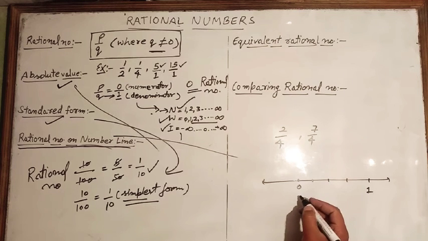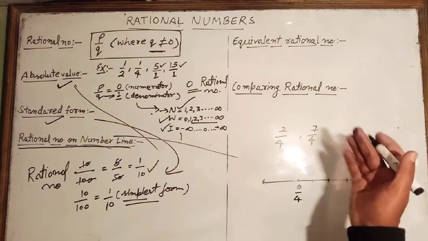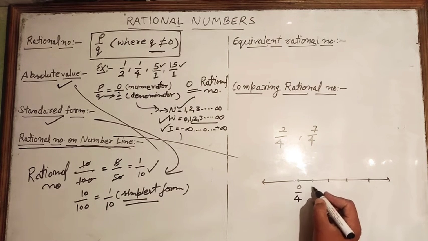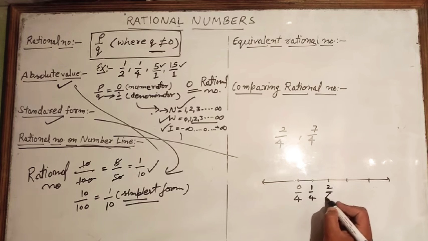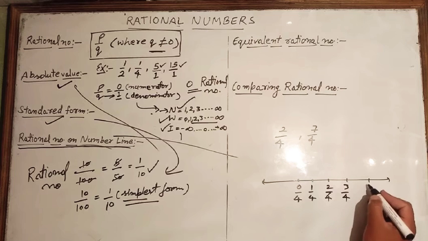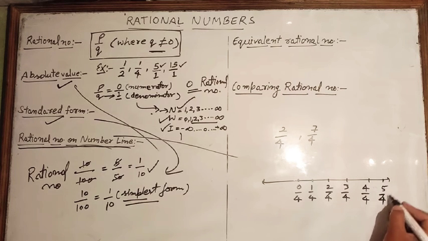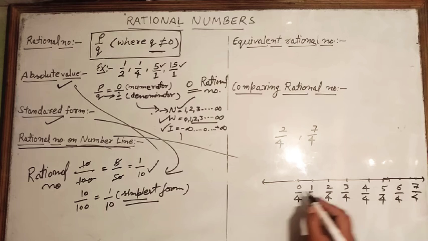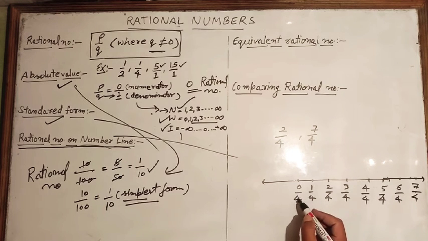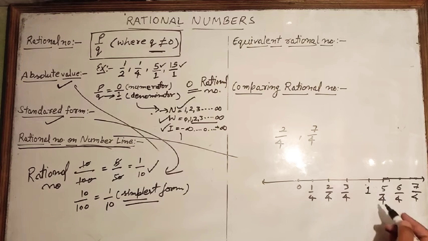So it will be 0 upon 4, then in the same way as we have done, 1 upon 4, 2 upon 4, 3 upon 4. 4 upon 4 will be equal to 1, then 5 upon 4, 6 upon 4 and 7 upon 4. Now what will be the values? 0 upon 4 means 0 only, 4 upon 4 means 1, and then 7 upon 4.